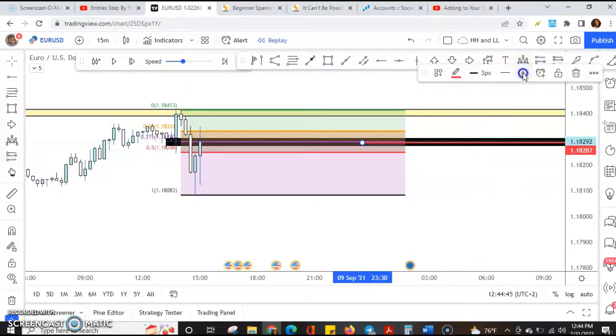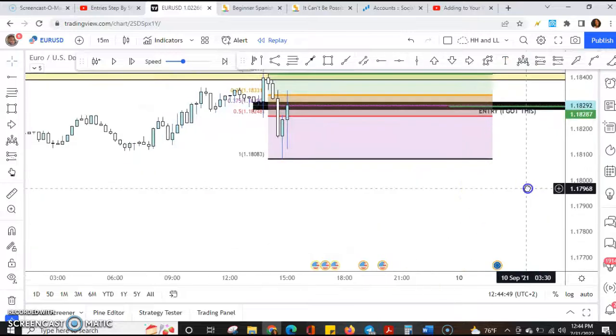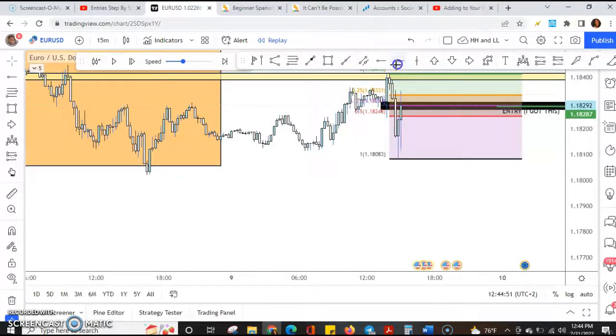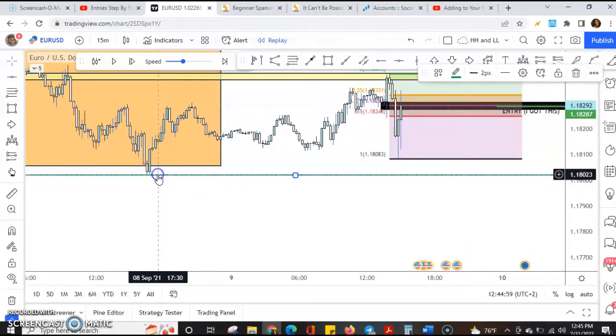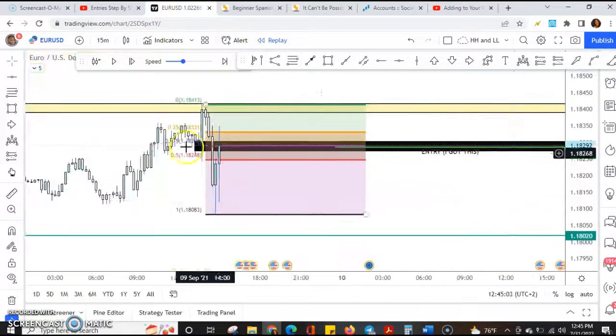Now, as far as where would I take it to, I will go to the most recent low. Or to that zone, but I'm going to go to the most recent low. I usually trade from zone to zone.